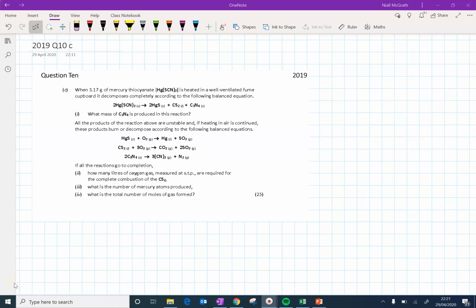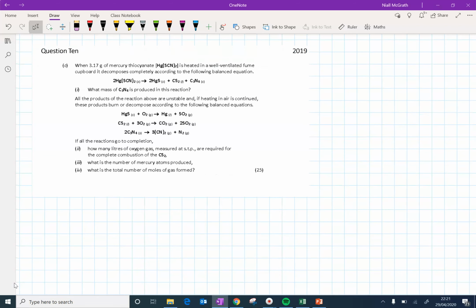Here we're going to look at 2019 question 10c based on stoichiometry. When 3.17 grams of mercury thiocyanate is heated in a well-ventilated fume cupboard, it decomposes completely according to the following reaction. So what mass of C3N4 is produced in this reaction? We have the information that we need in order to find the number of moles and so on of our mercury thiocyanate.